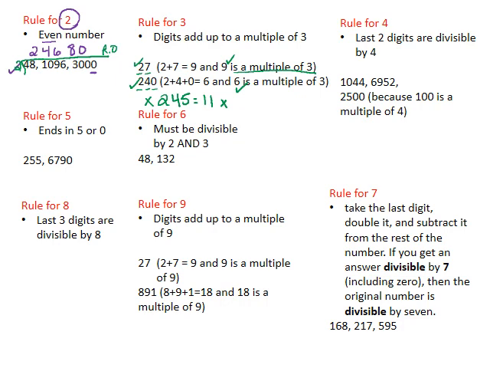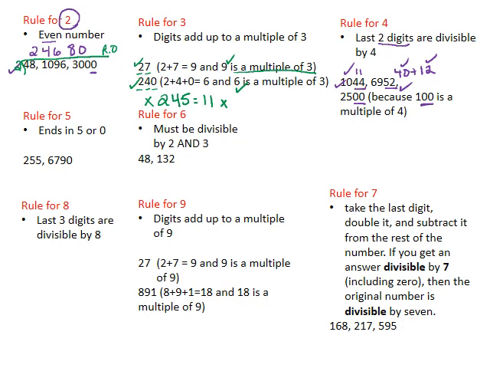The rule for 4 is that the last 2 digits of the number have to be divisible by 4. So in this case, it's a little easier because we know that 44 is divisible by 4. It's 11, right? And so 1044 works. We can look at the 52 and think, well, that is 40 plus 12, and 40 is a multiple of 4, and so is 12, so 52 has got to be okay. 2500 will work because the zeros actually represent 100, and 100 is a multiple of 4.